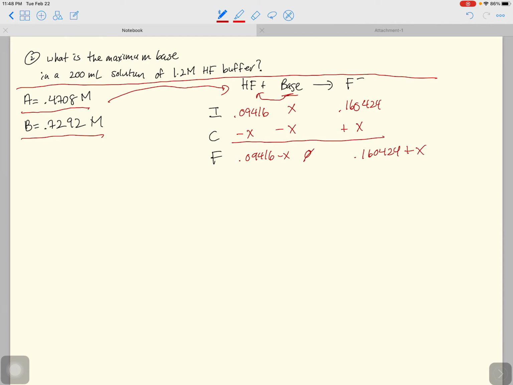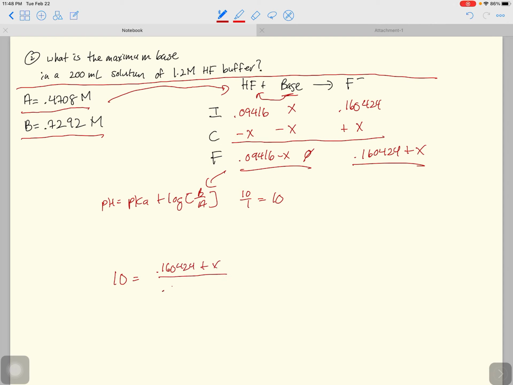Now, since we're adding base, this is super important. We got to look at the ratio. Since we're adding a base, the maximum ratio it must be is what? 10. It's 10/1. Therefore, it's 10. So all we do is make 10 equals product over reactant. It's 0.160424 plus x. And then reactant is 0.09416 minus x. And then we solve for x.